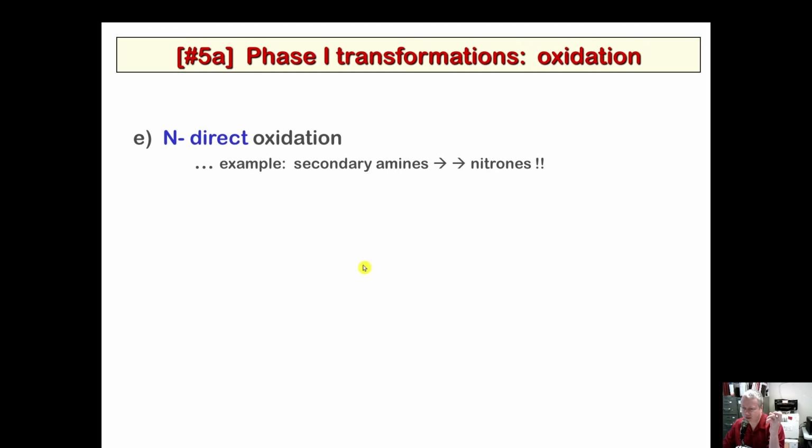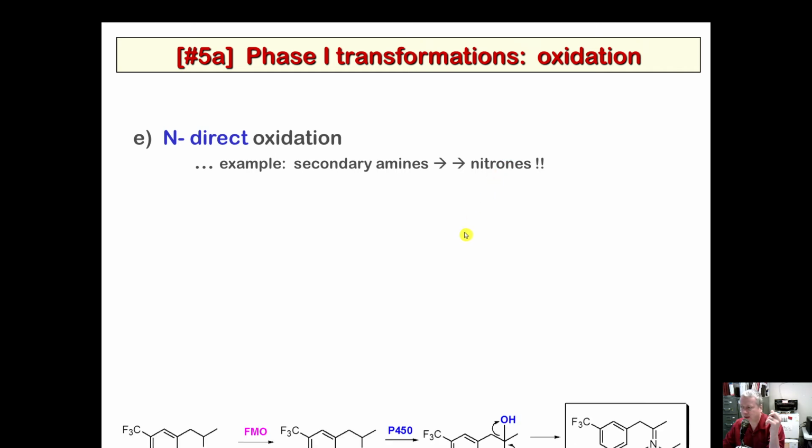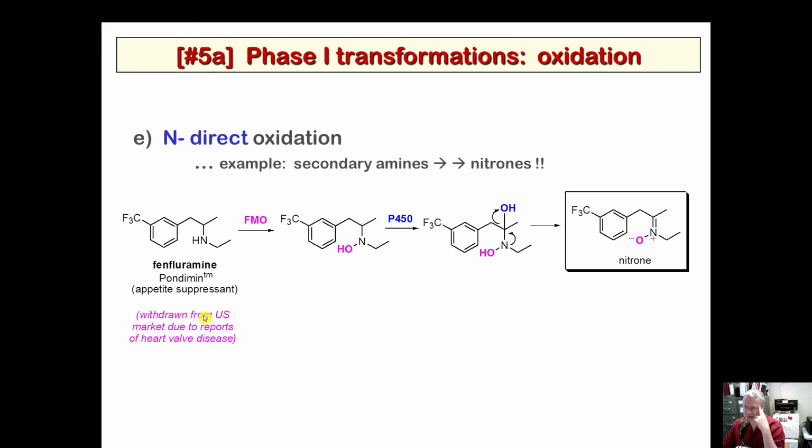Okay, so then the secondary and primary amines rearrange to other functional groups like nitrones. How does that work? Fenfluramine is an anti-appetite suppressant. It's one of the amphetamines. Amphetamines are typically benzene, 2 carbons, and nitrogen, often a third carbon where the nitrogen is. This was withdrawn due to heart disease problems. But anyway, it's a well-characterized drug.